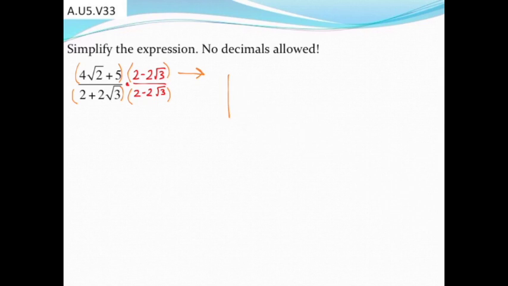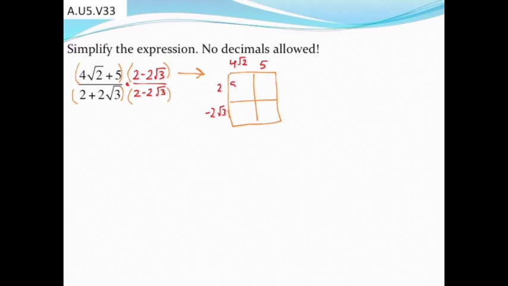So on the top, and remember, box method is just one way to do your multiplication. If you can do this in your head, or if you like to do this using FOIL, whatever, any of those processes work out just fine. So I have 4 square root of 2 plus 5 being multiplied by 2 minus 2 square root of 3. Remember that when you do this process, numbers that are outside of a square root will multiply together, and numbers that are inside of a square root will multiply together.